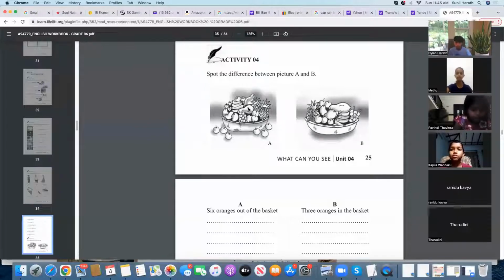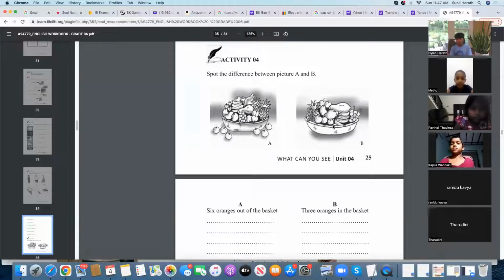There are two pineapples in the basket A. Sorry, I'm going to go with Tarudindi first. Say it again, Tarudindi. There are two pineapples in the basket A. Yes, thank you. If you were to make a sentence comparing picture A to B, you could say... What about the mangoes? 3 mangoes in basket A and 2 mangoes in basket B. Oh, thank you. Yeah, so that's a good one.